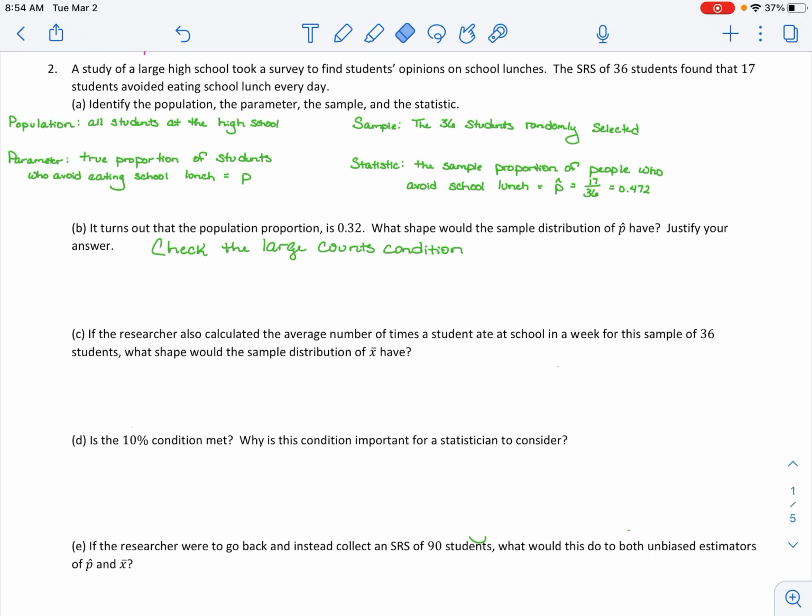So I'm checking my large counts condition. For this problem, it would be checking my sample size n times my population parameter, which was just told to me to be 0.32. I'm going to take my sample size, 36, and multiply it by 0.32, and I'm getting 11.52. Your large counts condition says n times p should be at least 10, and so should n times the complement of p. So I'll take 36 times 0.68, and I'm still going to get something that's at least 10.